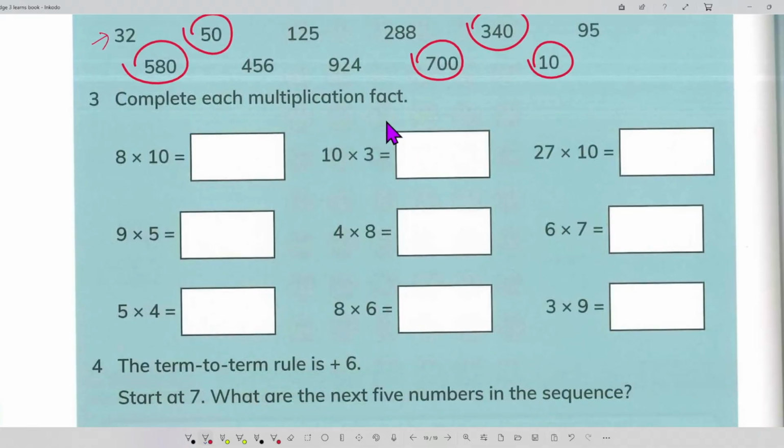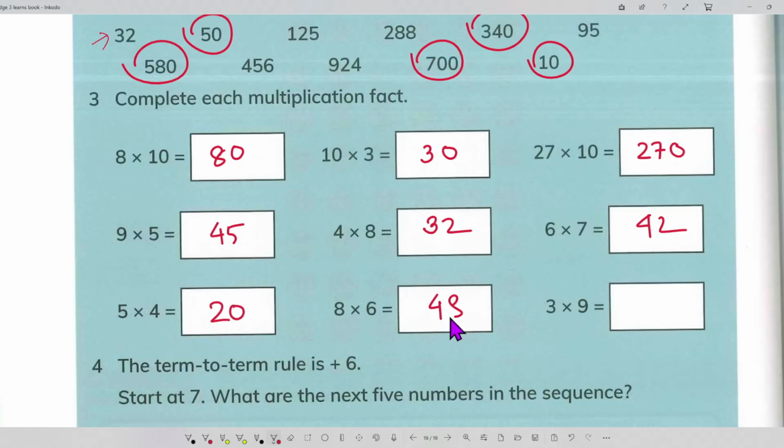Complete each multiplication fact. 8 times 10 is 80, 10 times 3 is 30, 27 times 10 is 270, 9 times 5 is 45, 4 times 8 is 32, 6 times 7 is 42, 5 times 4 is 20, 8 times 6 is 48, 3 times 9 is what?